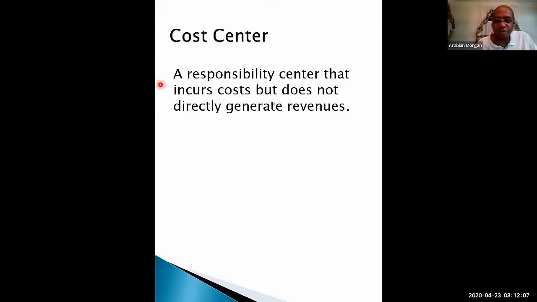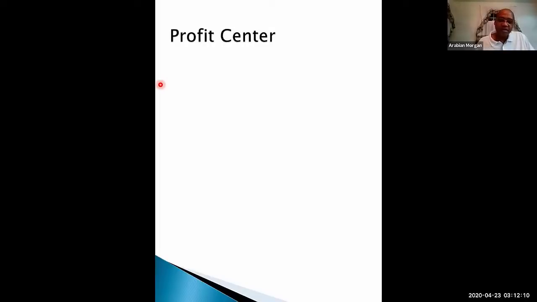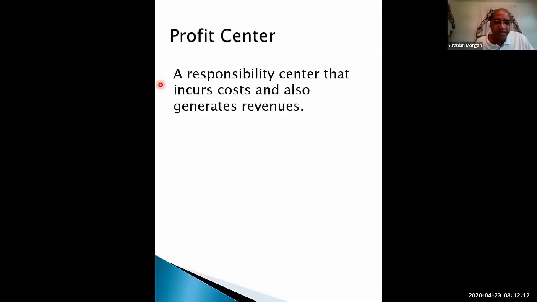The next center is a profit center. Here, this responsibility center incurs costs just like the cost center, but it also is responsible for generating revenue.